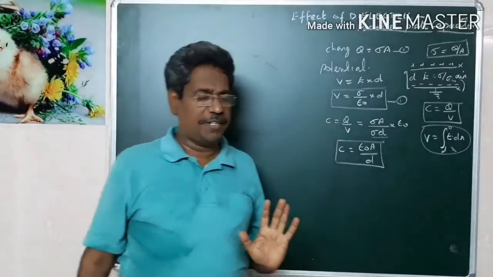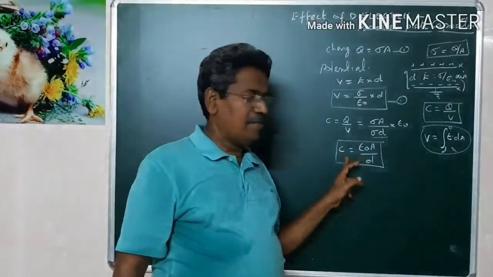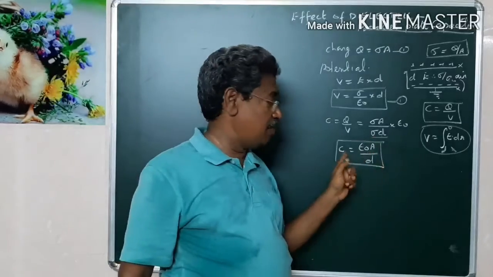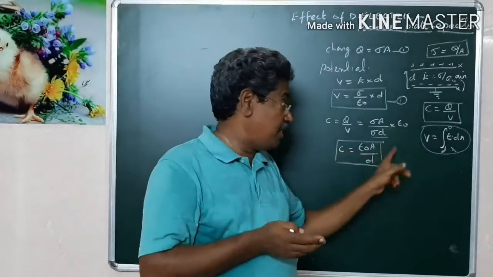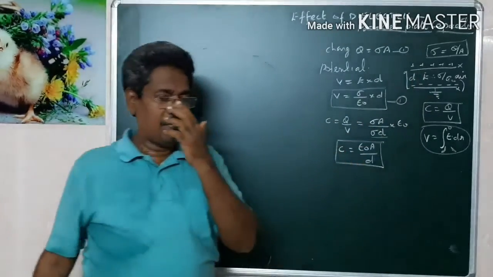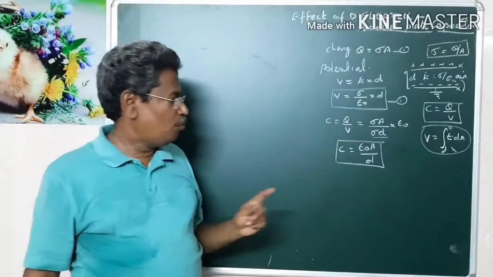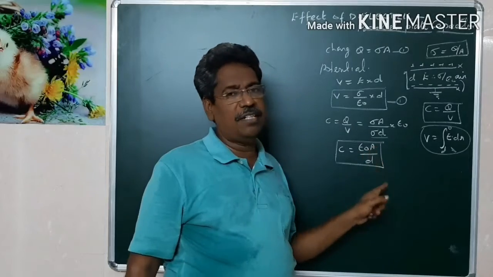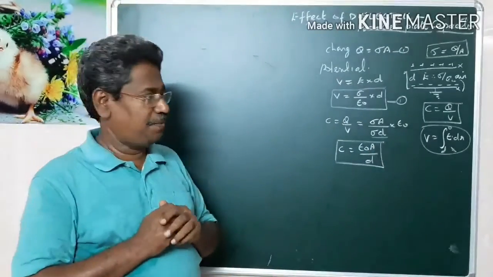Air is also dielectric. Now this capacitance depends upon area of the plate. If you increase area of the plate, naturally capacitance will increase. If you decrease the distance between the two plates, then the capacitance will increase. Therefore, capacitance will now depend upon nature of the medium, area of the plate, and the distance between the two plates. It has to be minimized.